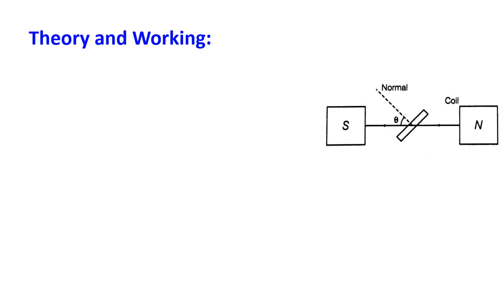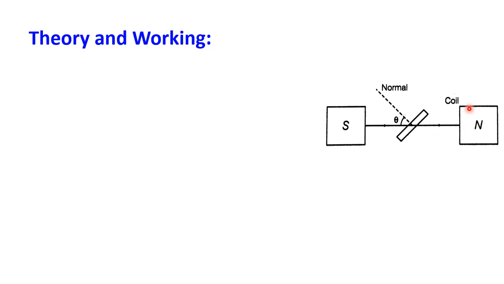Next, theory and working. Suppose the coil is rotating in a uniform magnetic field, and at a particular instant it is making an angle theta with the magnetic field direction. Suppose this is the magnetic field direction, north to south, and the normal to the coil is making an angle theta with the magnetic field at that time.